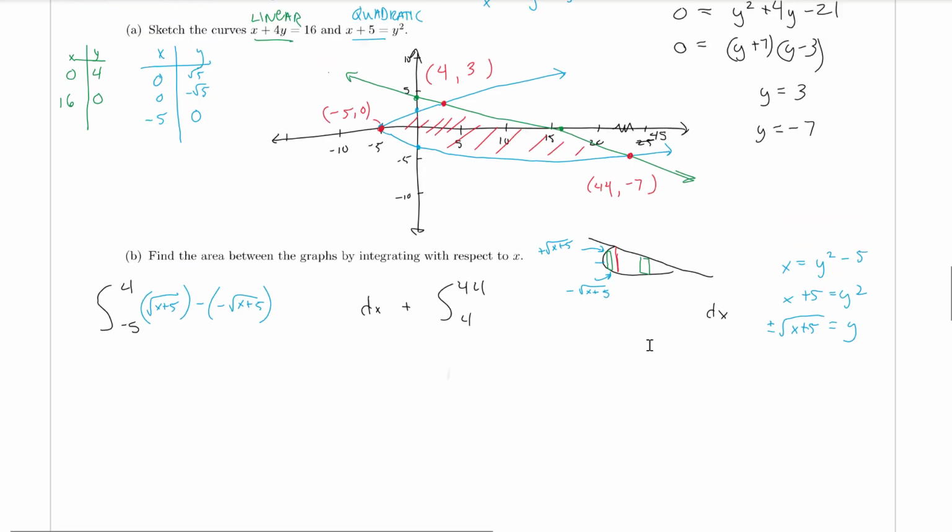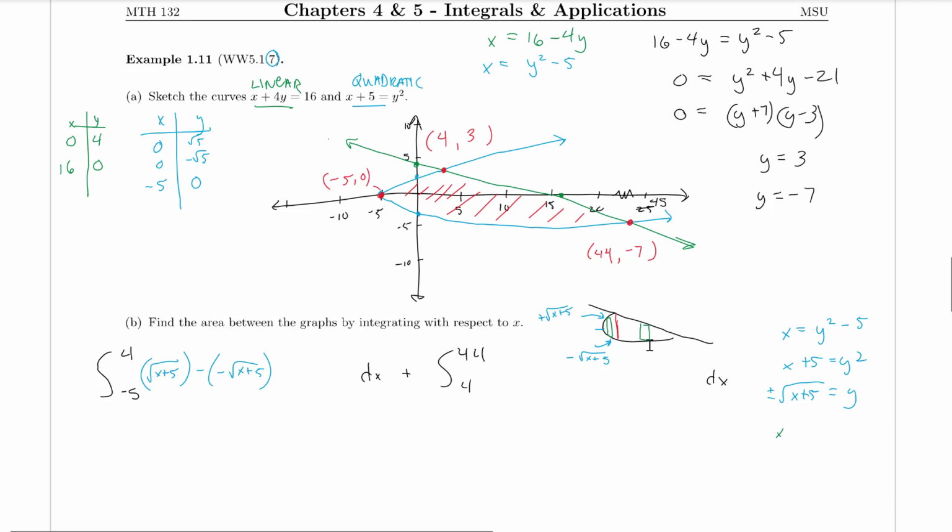For the second part of the area, we're going to need that linear function solved in terms of y equals. So we have x is equal to 16 minus 4y, or x minus 16 is equal to negative 4y, or y is equal to negative 1/4 x plus 4. So since the top part of the region is that linear function, that's going to be the top part of our height. So we get negative 1/4 x plus 4. And then we're going to be subtracting the bottom part of the square root function, which is negative square root of x plus 5.